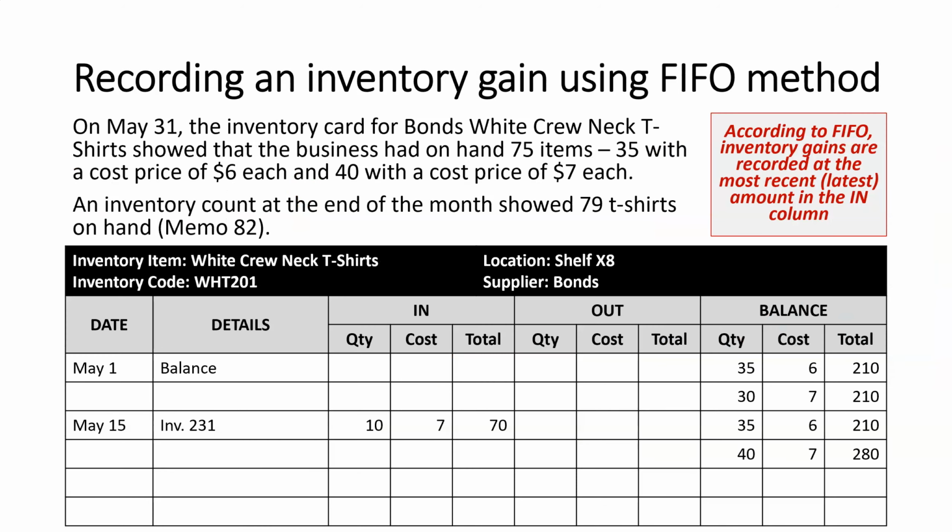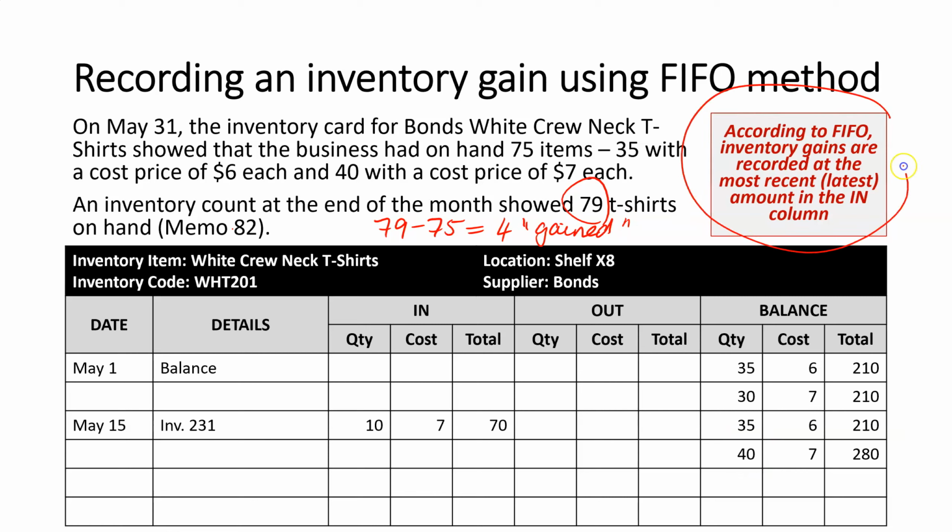So what does an inventory gain look like? So now we have the white crew neck t-shirts. Our records are showing that we have 75 items on hand. 35 of them are $6 units, 40 of them are $7 units. At the end of the month, we had 79 units on hand. So you can see that we've got 79 minus 75. We've got 4 that have been gained, and this might be due to things like oversupply by our supplier.